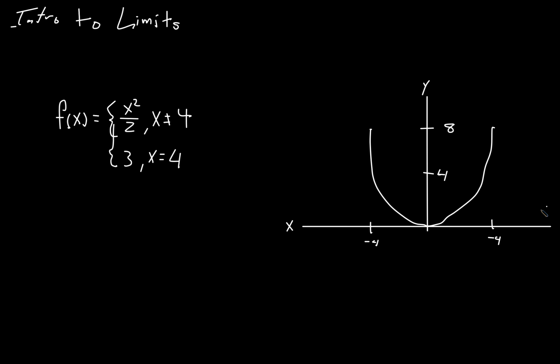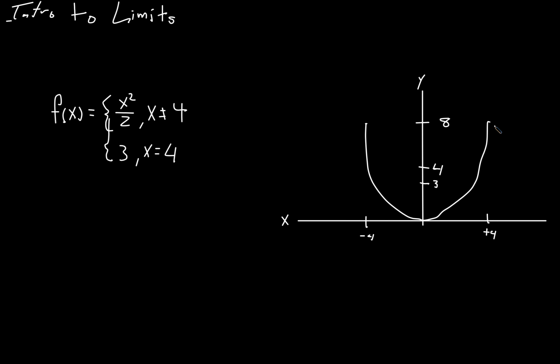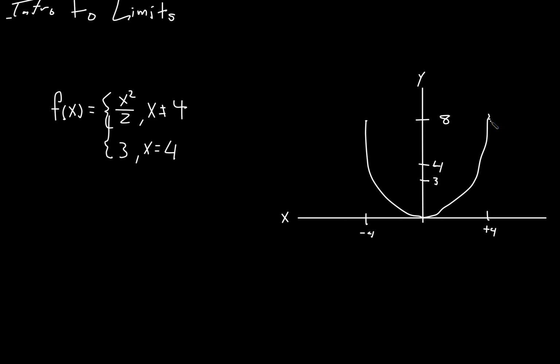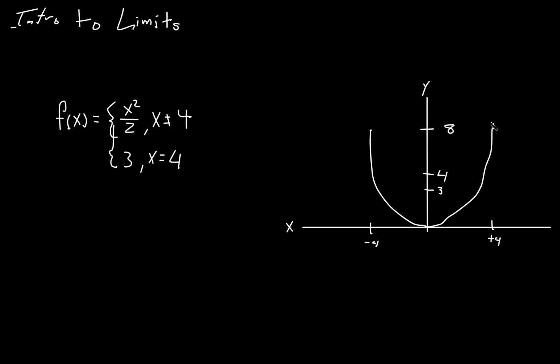So 3 would be somewhere right here. We'll call this 3, where x is equal to 4. Oh, this is not negative 4 right here. There we go. Right here, x would be equal to 4. So 4 would typically be right here. But, oh, what's going on? All right. Okay.